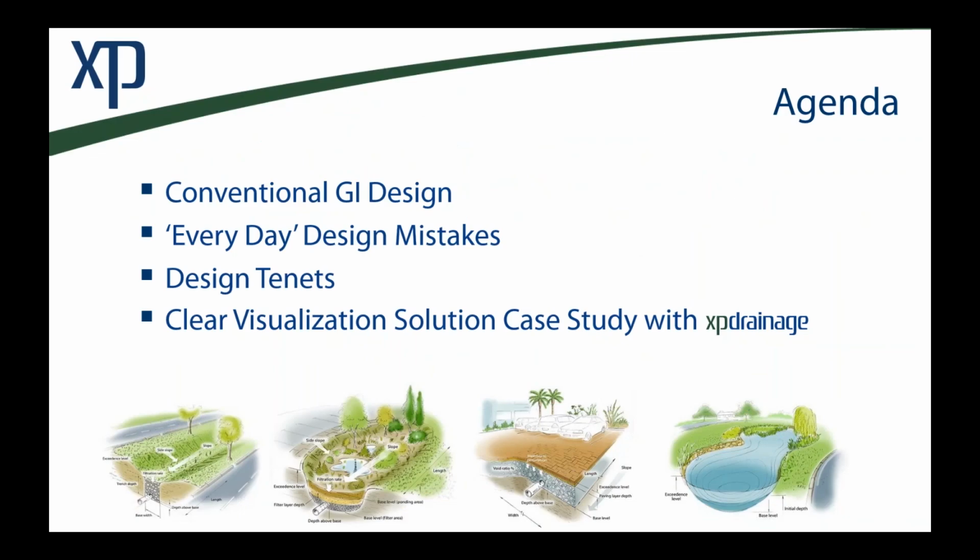So let's move into what I'm going to be talking about today. I'm going to end with looking at the clear visualized case study that Ashley Francis and myself put some time into. Before we start looking at the case study itself, we're going to start with just what is a conventional green infrastructure design process, some everyday mistakes that we might find. Unfortunately, those might be occurring closer to every day than we would like. Then move into what I'm going to call design tenets to avoid some of these issues, and then, of course, move into that case study.